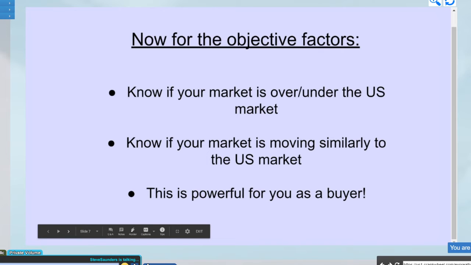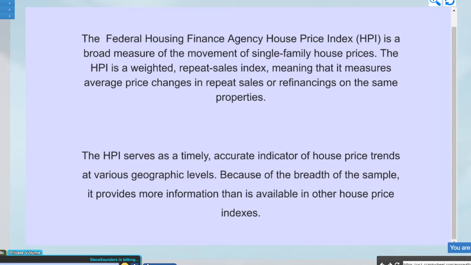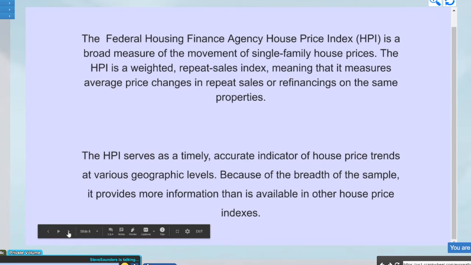So now for the objective factors. These are some of the things that you really want to know. You want to know if the market is over or under the US market. You want to know if the market that you're looking at is moving similarly to the US market. These are things that you need to look at, and they're really quite simple to do. The way you find these is you go to the Federal Housing Finance Agency, and they have a spreadsheet with pretty much every zip code in the United States with these numbers on them. So you just need to know the zip code of where you're thinking of moving to.